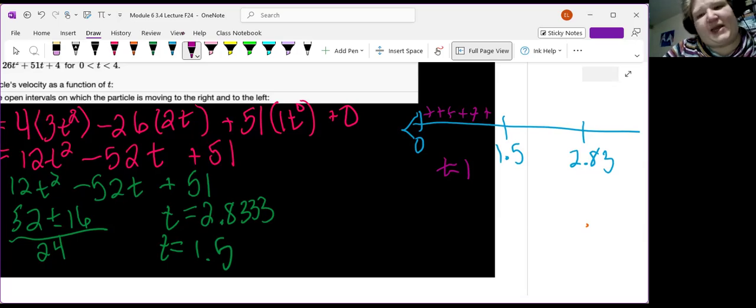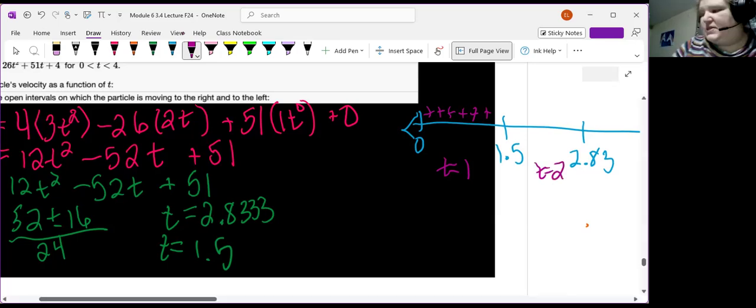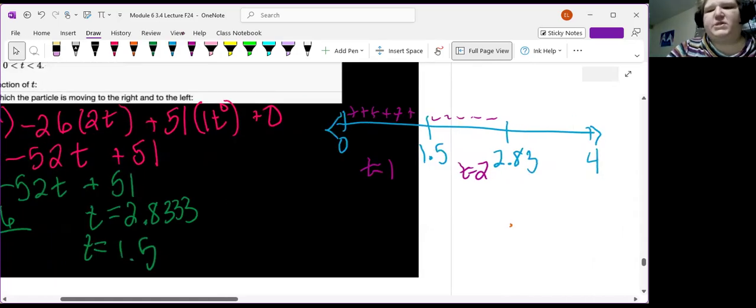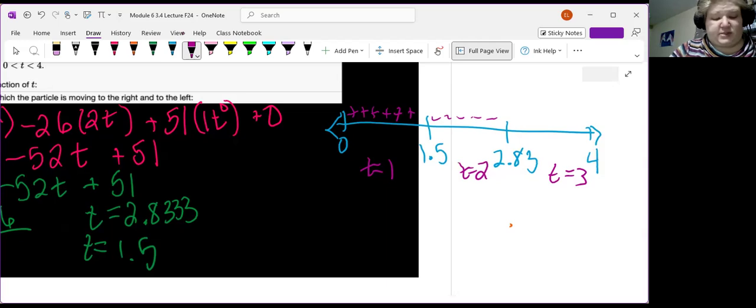All right, between 1.5 and 2.83, we can test 2. This will be a little uglier, so crunch, crunch calculator. 12 times 4 minus 52 times 2 plus 51 is negative. And then after 2.83, but before 4, we can test 3 now. So 12 times 9 minus 52 times 3 plus 51, and we get positive 3. So over here, plus, minus, plus.